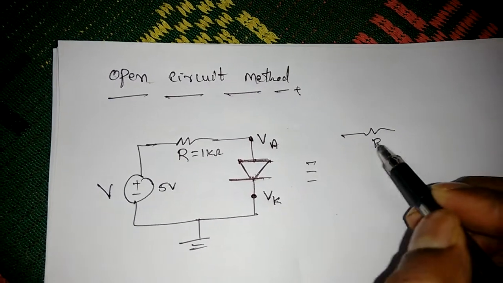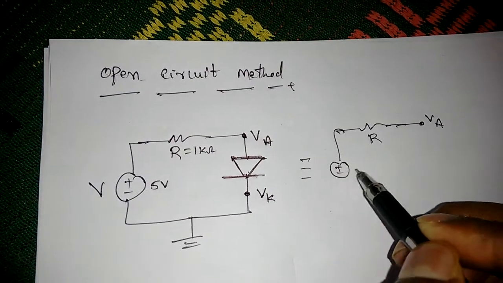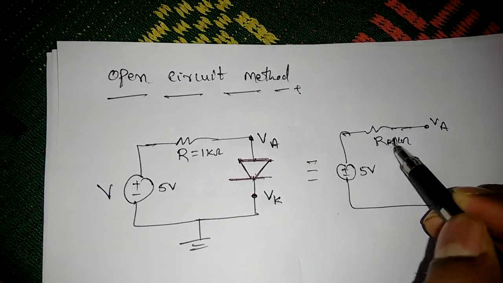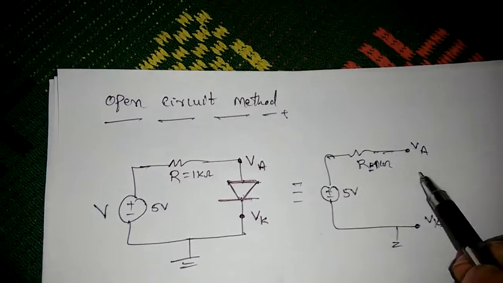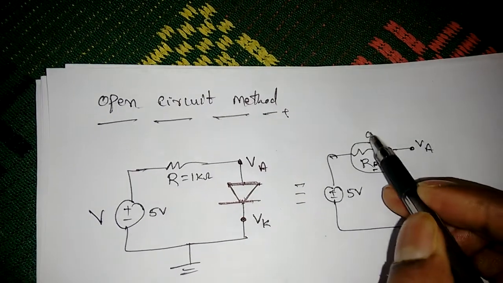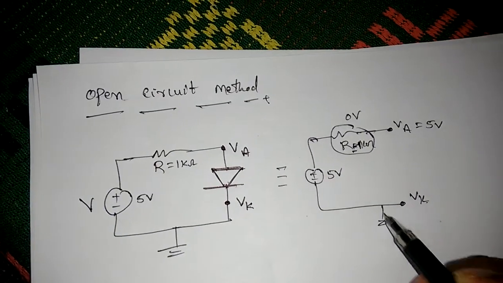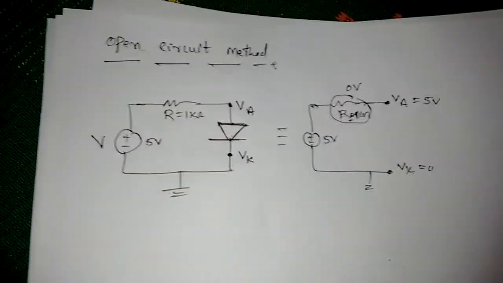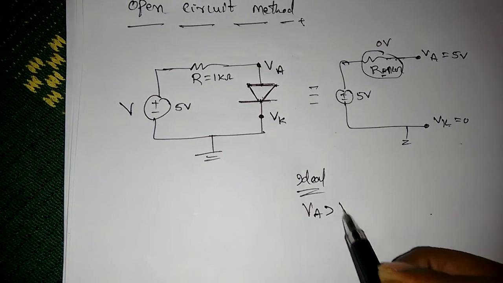So open means this is R, or 1 kilo ohm. This is VA and this is 5 volts. This is 1 kilo ohm. Now this is VK. If you observe, open circuit means there is no current, so the drop across this resistor will be 0 volts. VA is directly connected to 5 volts and VK is simply connected to ground. So VK is 0. Now by our assumption, if it is ideal, VA should be greater than VK.